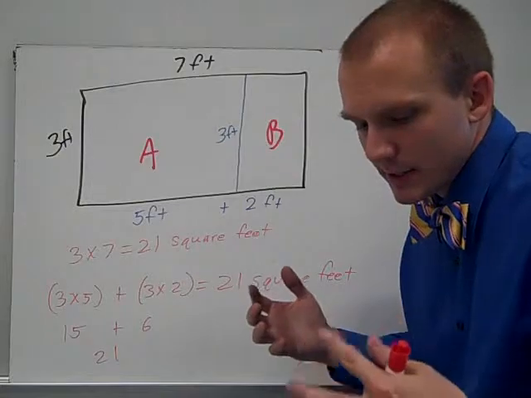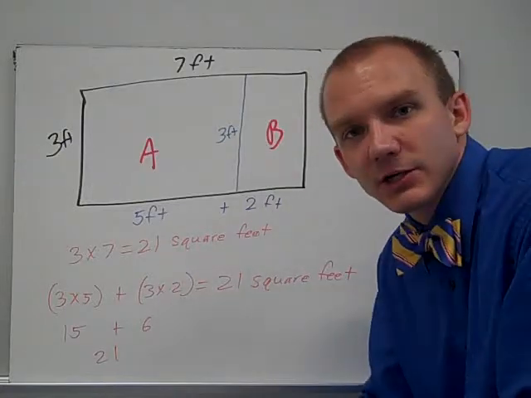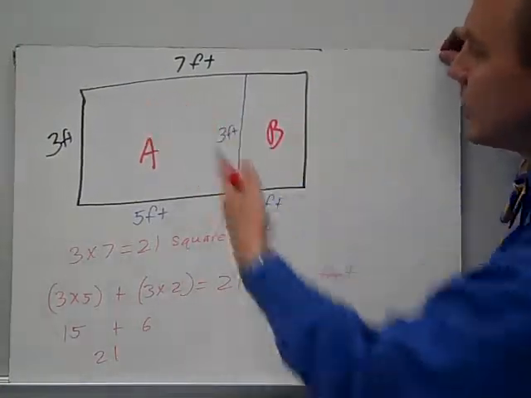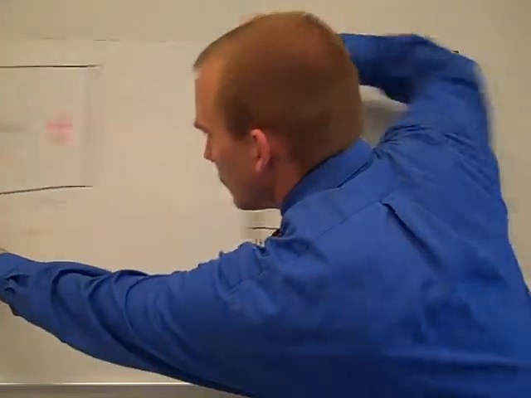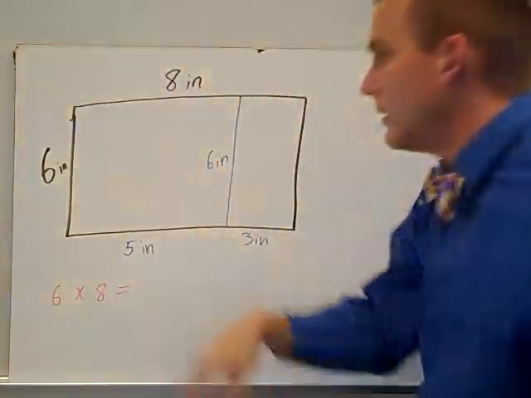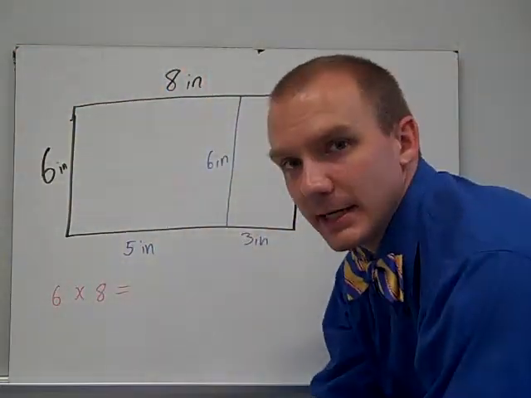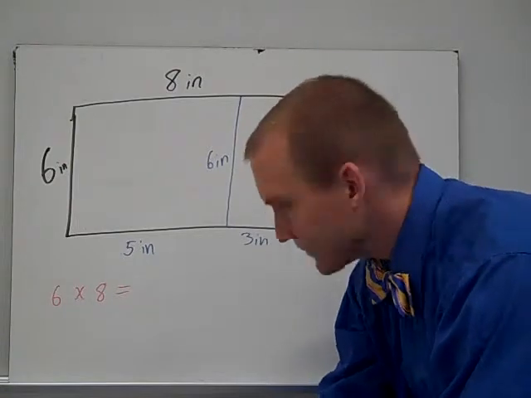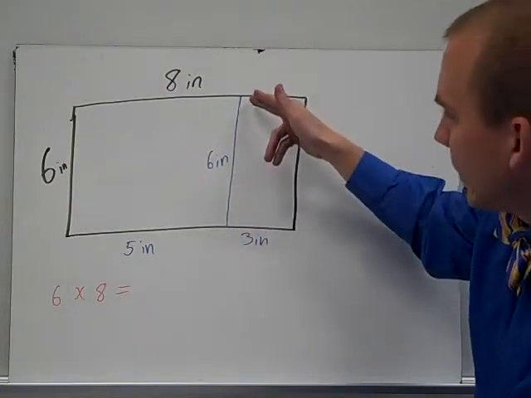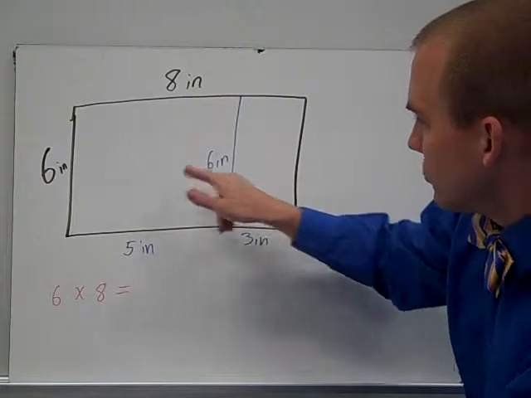Why might I use this? Well, you use it to help you with facts you don't know. So maybe you know 3 times 7. 3 times 7 is 21, I know that. But I don't know what 6 times 8 is. Let's break it apart. If I draw this line down, I now have 2 rectangles.